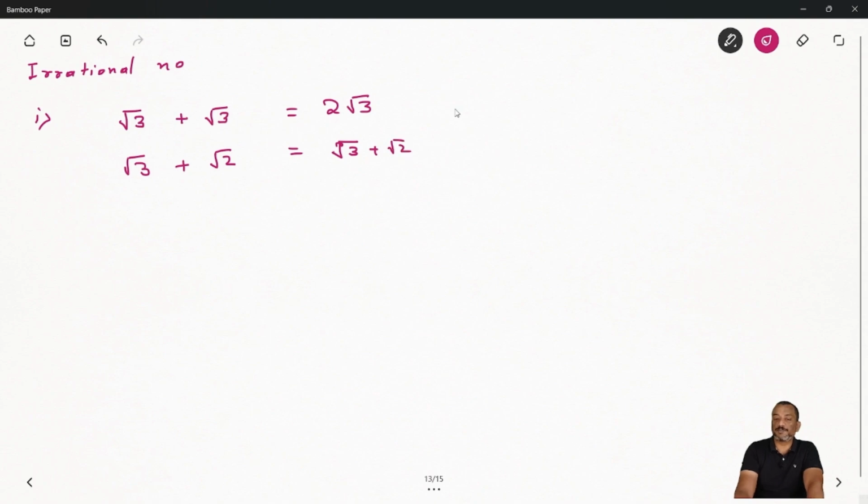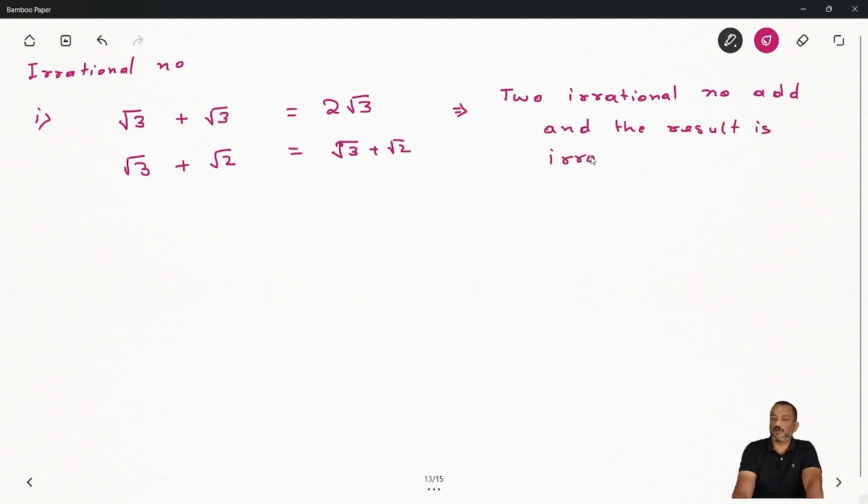So which means we can say two irrational numbers add, and the result is an irrational number. Hope it's clear. So whenever two irrational numbers are added, your result will always be an irrational number.